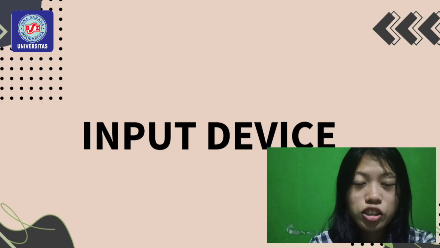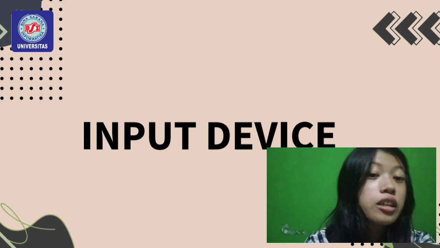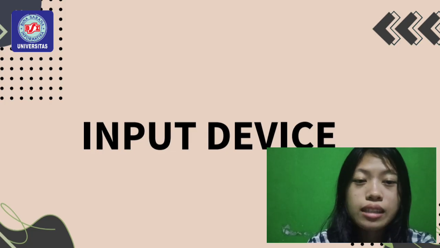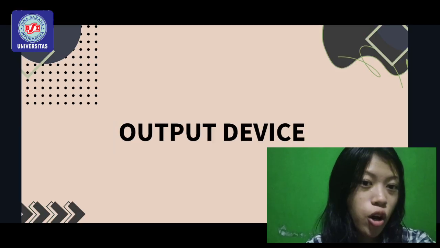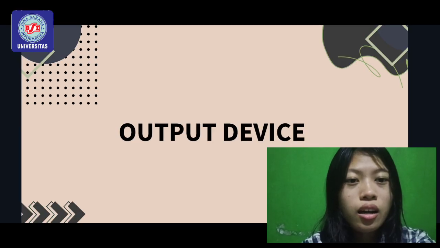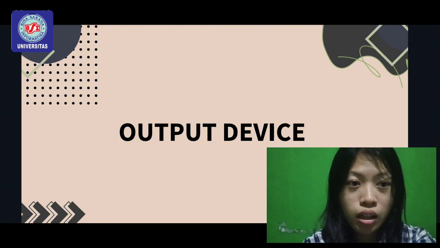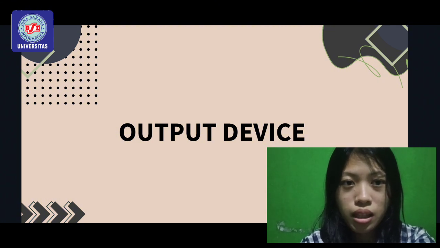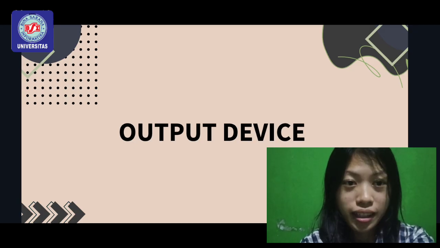Next, input device. An input device is used to enter data into a computer. Examples are keyboard, mouse, scanner, and microphone. We have input, so we have output too. An output device displays the result of a computer process. Examples are monitor, printer, and speaker.